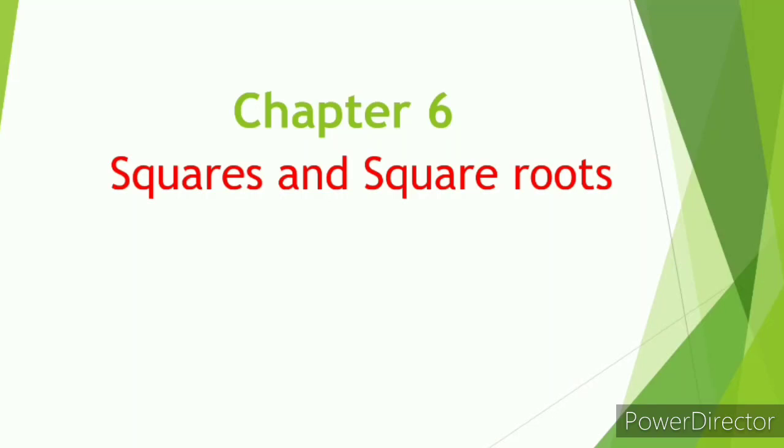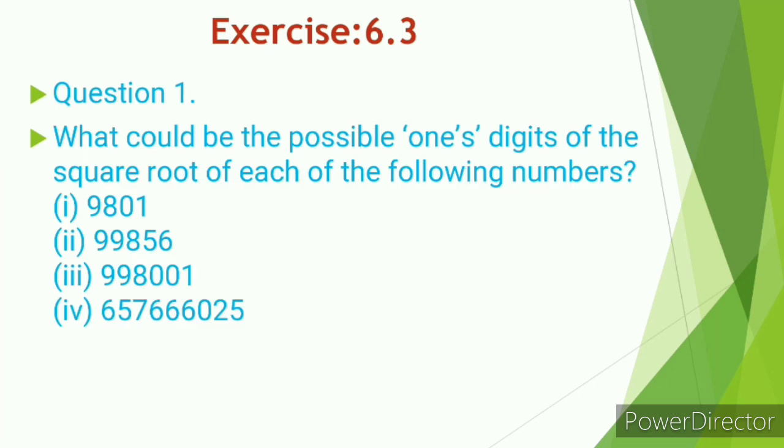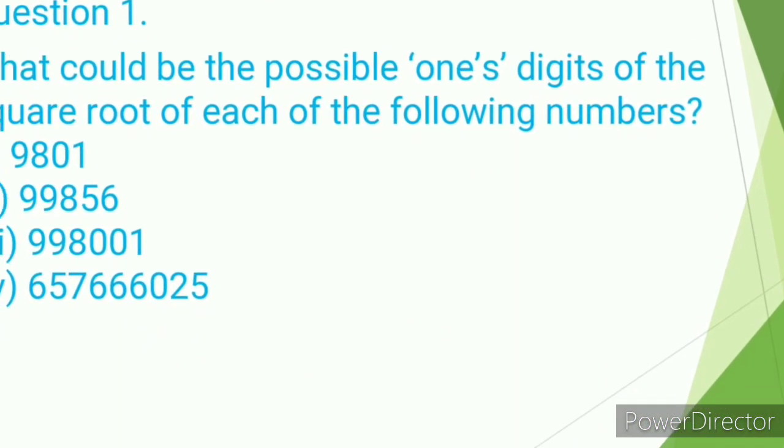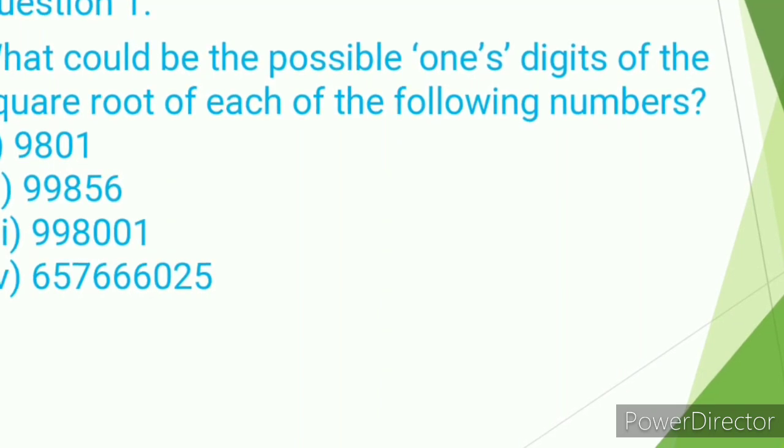Hello students, today's class we are going to discuss exercise 6.3 of chapter 6, squares and square roots. Let's start with question 1. What could be the possible ones digits of the square root of each of the following numbers? In the previous exercise we discussed squares. From this exercise onwards we are going to learn how to find the square root.